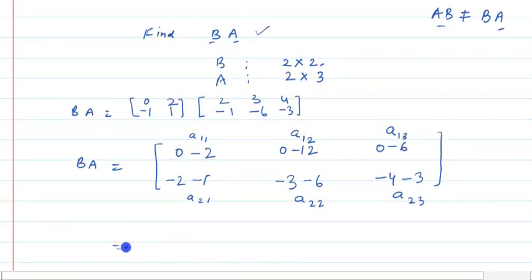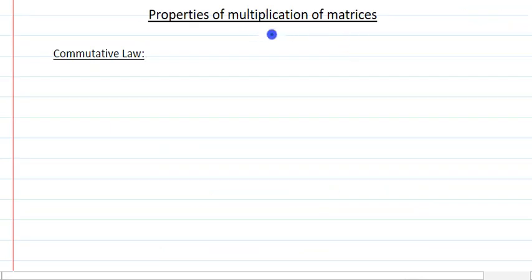Now we are getting the result as minus 2, minus 12, minus 6, minus 3, minus 9, minus 7. And the order of the matrix is 2 by 3. Now let us discuss some properties of multiplication of matrices. The number one property is the commutative law. In between, we have proved that the commutative law does not hold good, meaning AB is not equal to BA.